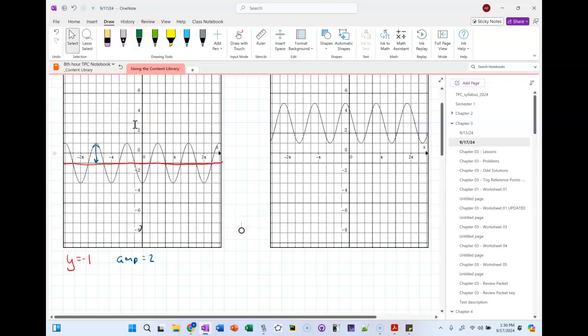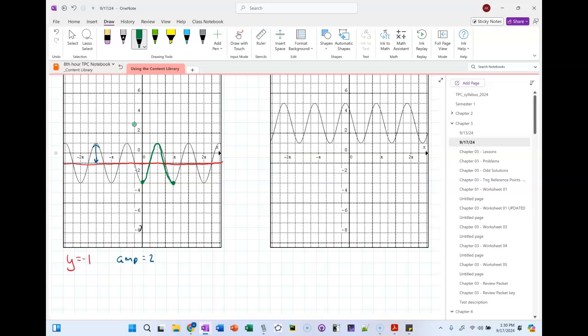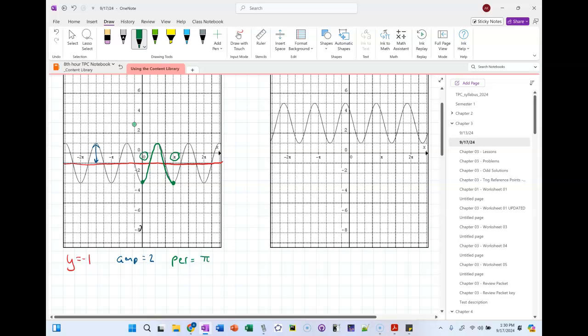And then what's the period going to be? So let's start by identifying one cycle. So that's like one cycle of our graph, right? That cycle starts at the x value of 0 and ends at the x value of pi. So the period is pi.